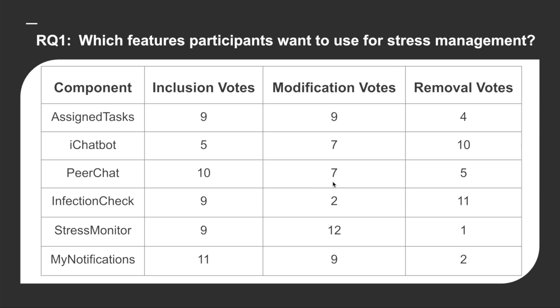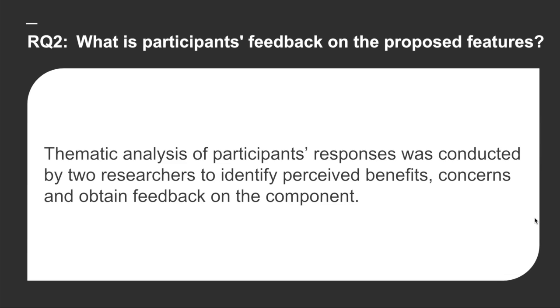Peer chat was also found to be very favorable, and so was the assigned task. But iChatbot and infection check received a high number of removal votes. And next, we will look at participants' feedback to understand why they voted these features in this way. So we conducted a thematic analysis of the responses, and we present a brief narrative of what we found.